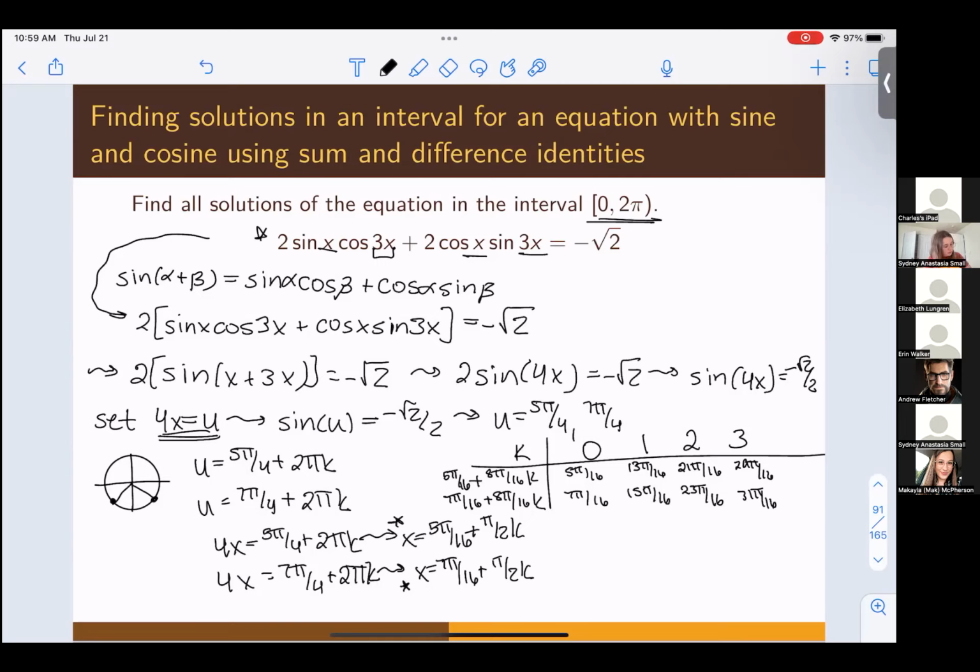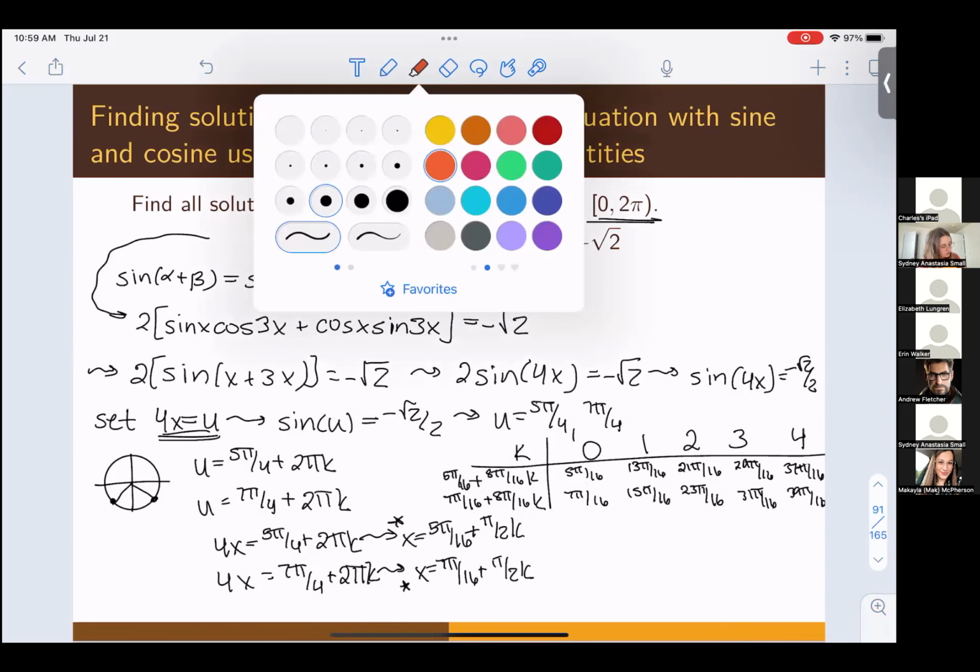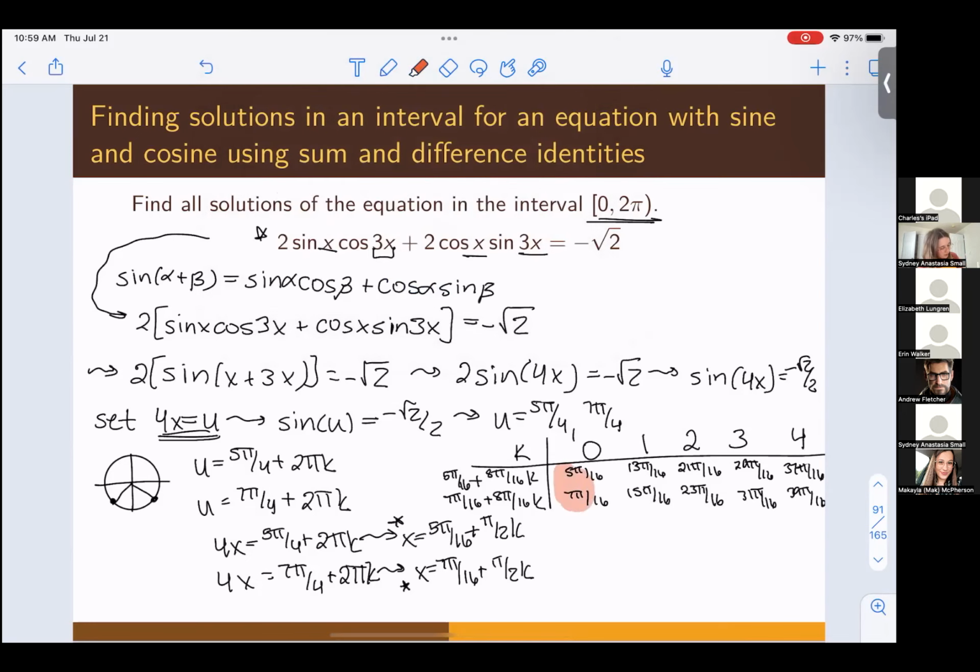So we're still good. But you see, if we try k equals 4, we get 37 pi over 16 and 39 pi over 16, neither of which are less than 2 pi. They're not in our principal interval. So in the interval 0 to 2 pi, we have these 8 solutions right here. And when you're doing these on your own homework, I would write them out nicer rather than just coloring them in with a highlighter like I'm doing. But just know that these are your 8 solutions.